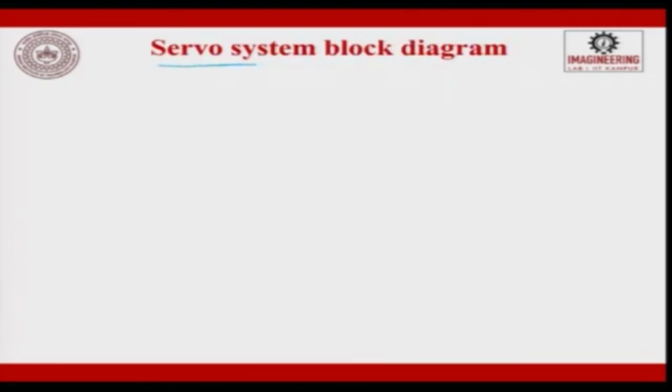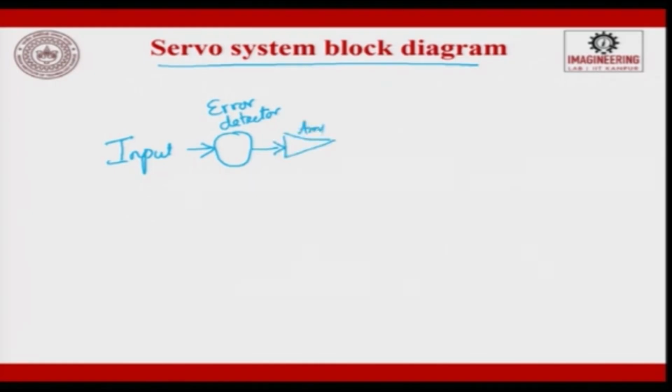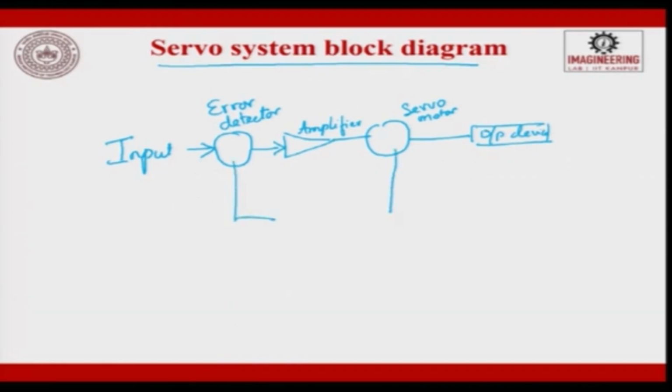So, let us see the block diagram for a servo system. The servo system has an input, then you have an error detector, then you will have an amplifier, then you will have a servo motor, then you will have an output device, right. And from the servo motor we try to give a feedback.